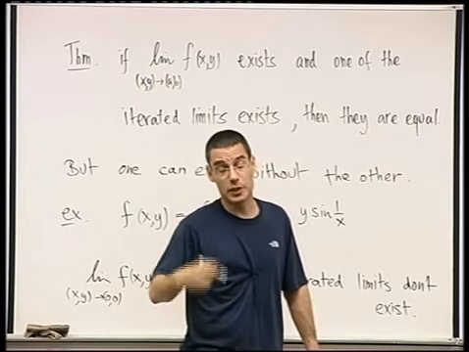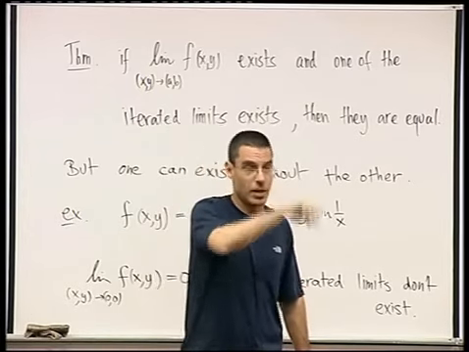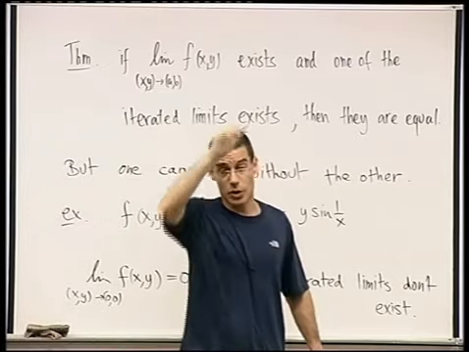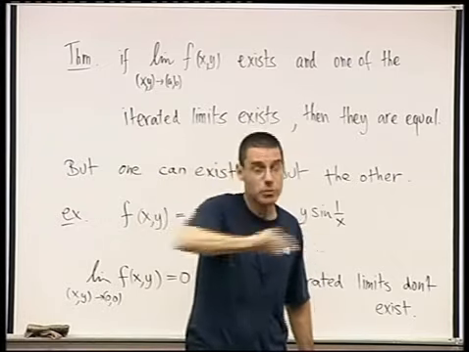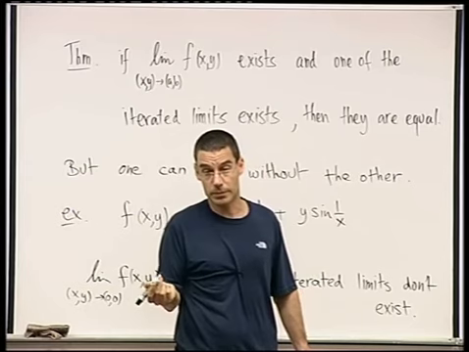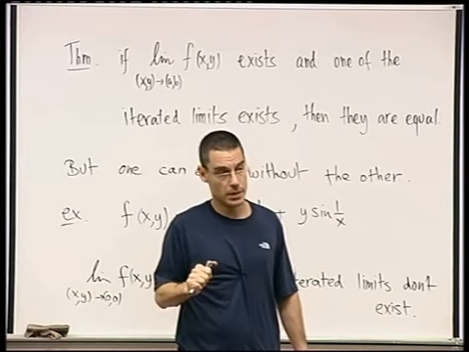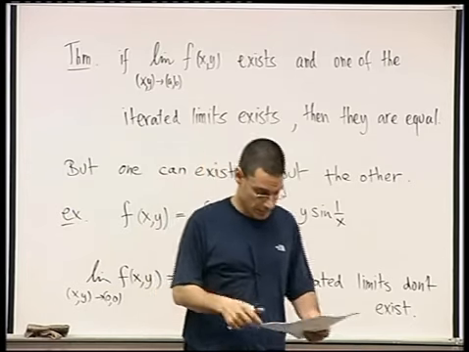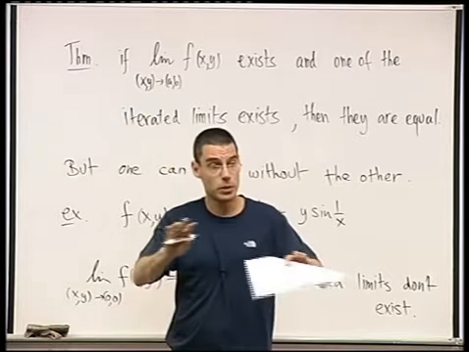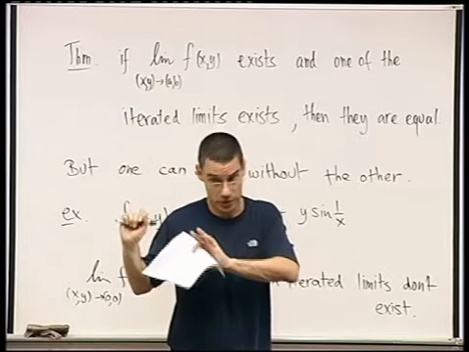If the limit exists and all the iterated limits exist, then they have to be equal. That's this theorem. Clear? So that's about iterated limits, and we're not going to mention them again in this course.